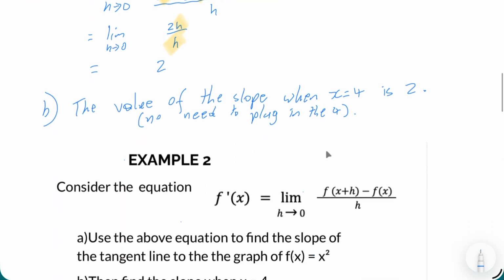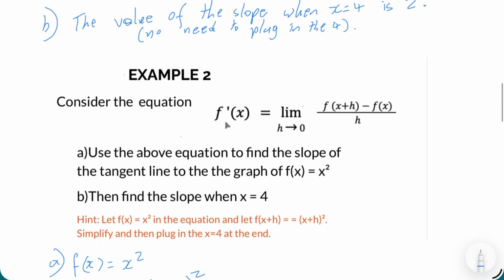Let's look at another example. Consider the equation f prime of x is equal to the limit as h approaches 0 of f of x plus h minus f of x, and use that equation to find the slope of the tangent line to the graph of f of x equal to x squared. Then find the slope when x equals 4.